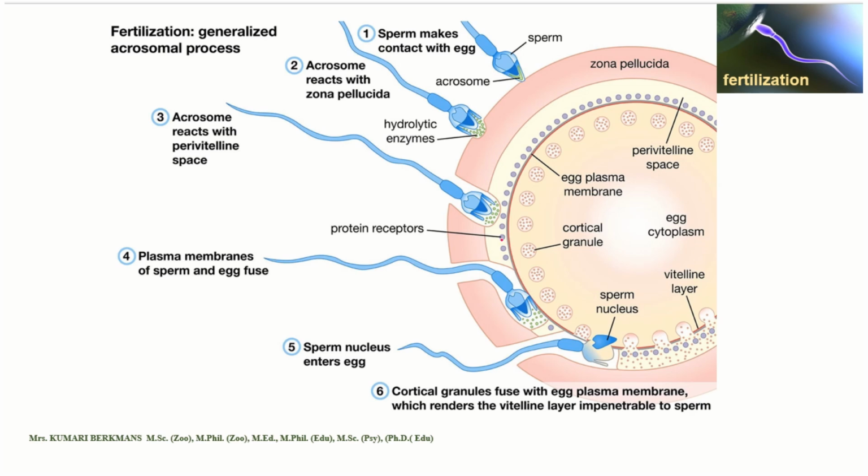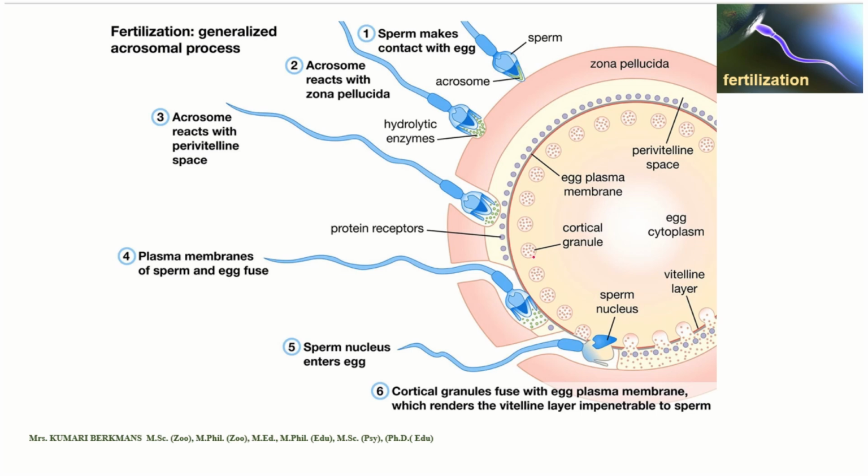So these receptors are called protein receptors. Only the sperm come and bind with these receptors. After digesting this, it enters into the egg.